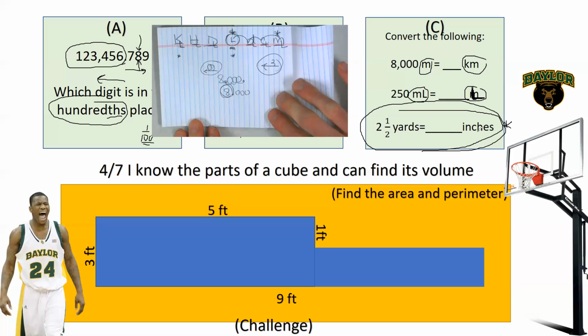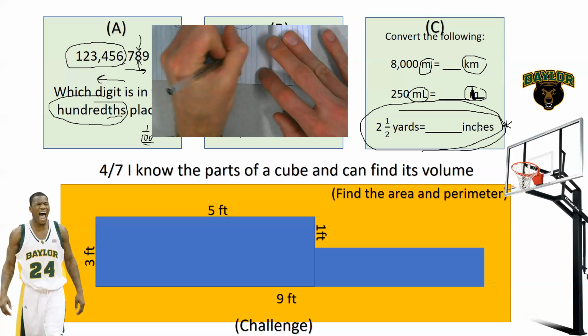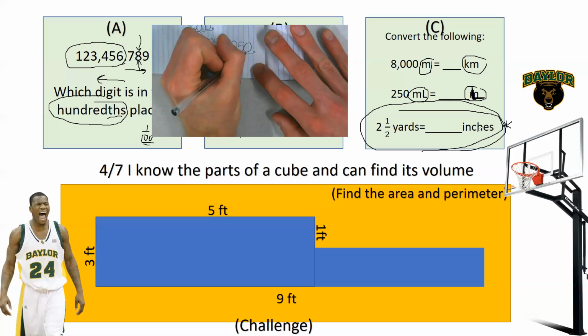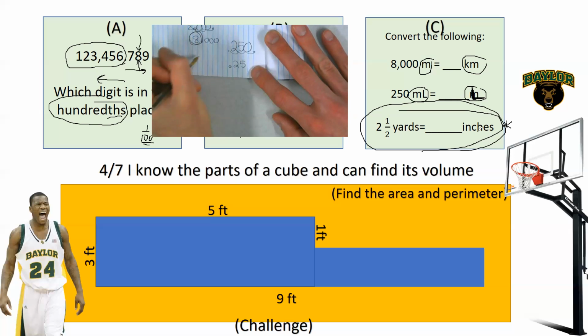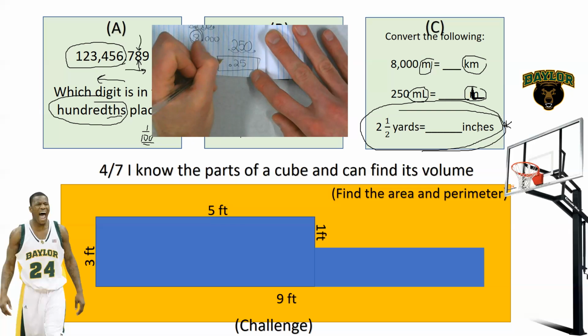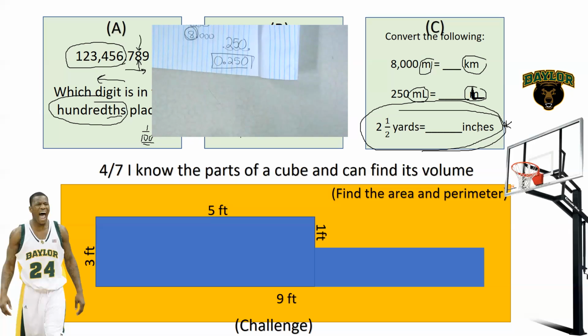So I'm going to write down my 250. It has an invisible decimal right here. I'm going to move it left 3. Turns into 0.25. And then you could say it's 25 hundredths. Whether you have a 0 here or a 0 here, it's still 25 hundredths. None of that stuff matters. So your answer there is 0.25.